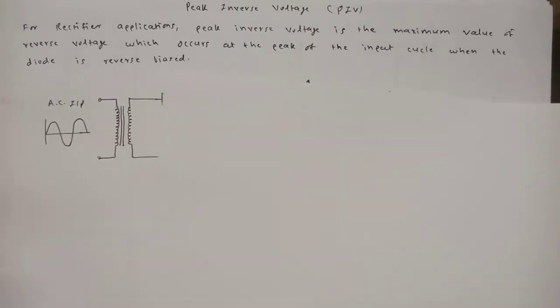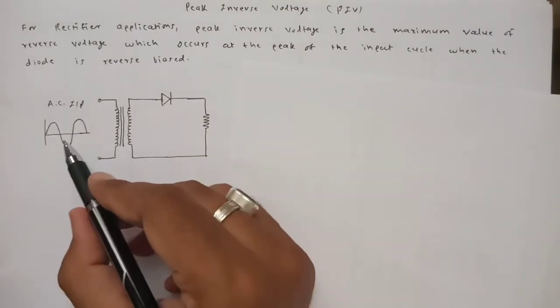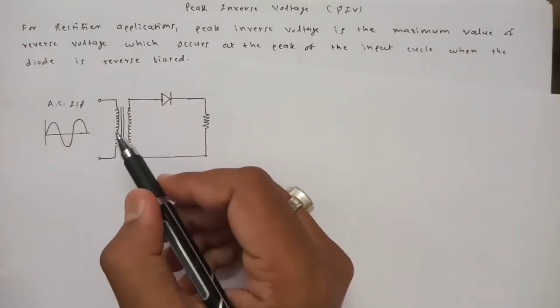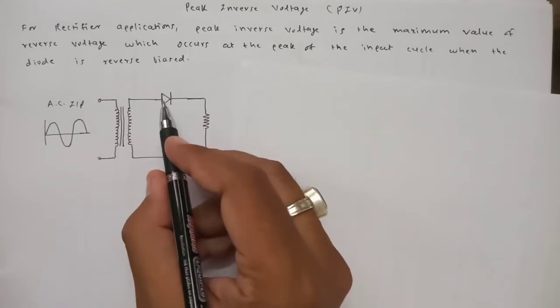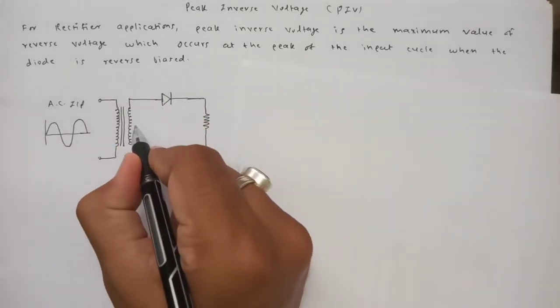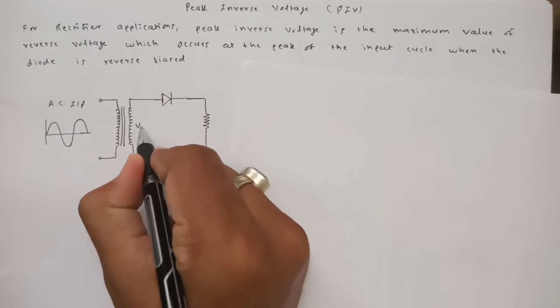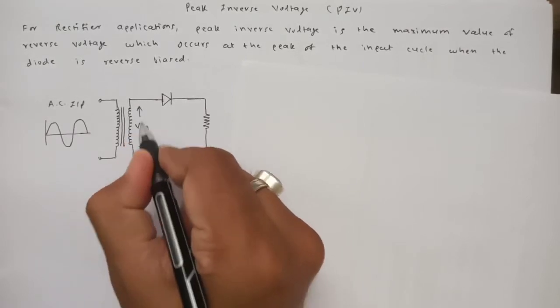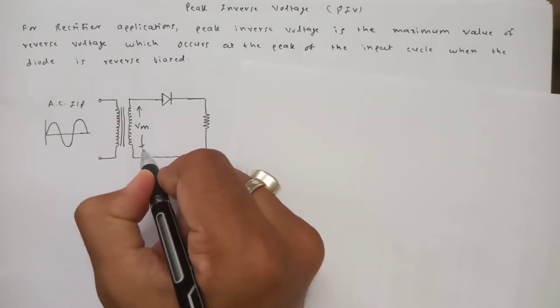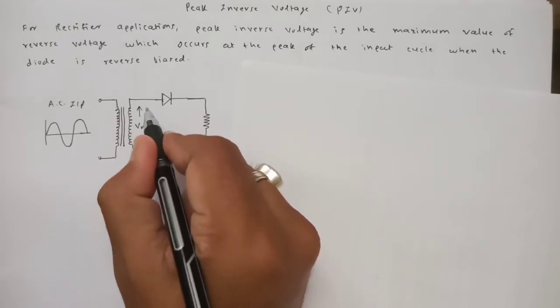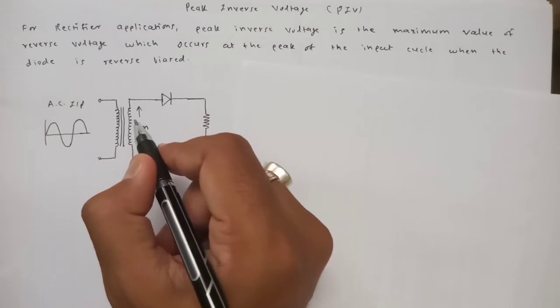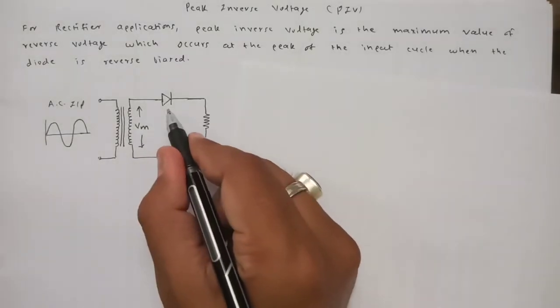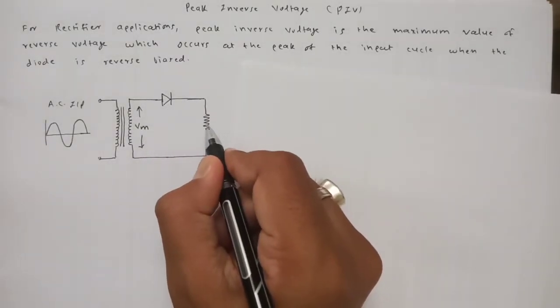So here I have the diagram of the half wave rectifier, and we know the working of the half wave rectifier. This is the input we are applying, and the voltage which we have here is Vm. So during positive half cycle the upper end will become positive and lower end become negative. During negative half cycle lower end will become positive and upper end become negative. This is the theory we already discussed. This is the diode D and load resistor RL.